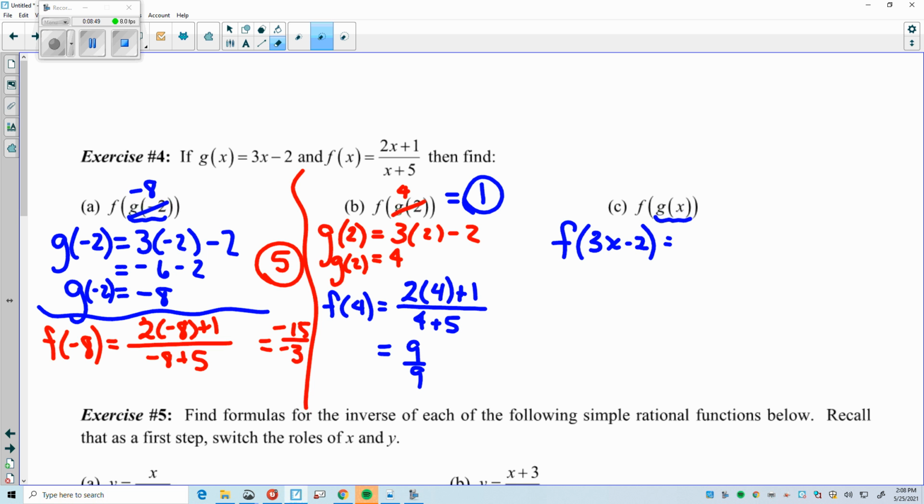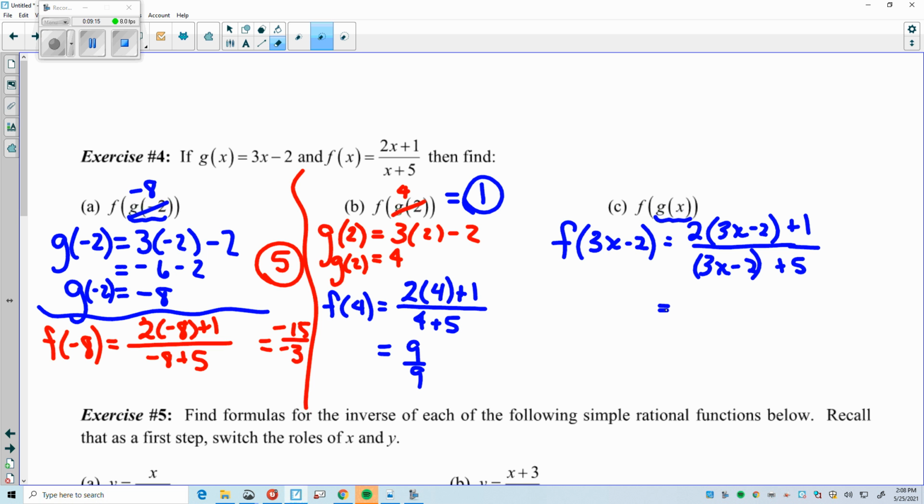Okay, so I go to the f function. I have a fraction. I see 2, and now I see an x. So I'm replacing that x with 3x minus 2. And I still have a 1 at the top. We go to the bottom, and on the bottom I have an x. So right away I'm doing 3x minus 2, and then I have a plus 5. So I can see in parentheses, that's the g function that I'm plugging in for the x.